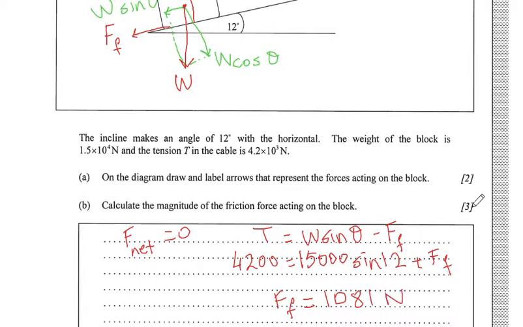This is a 3-mark question, so to clarify, awareness of the F net being 0, or writing this equation, would be 1 mark. Substitution and then correct calculation would be 1 mark.